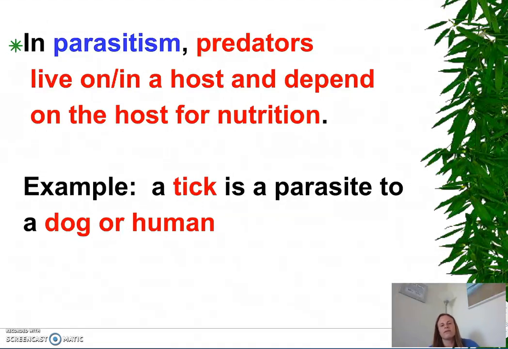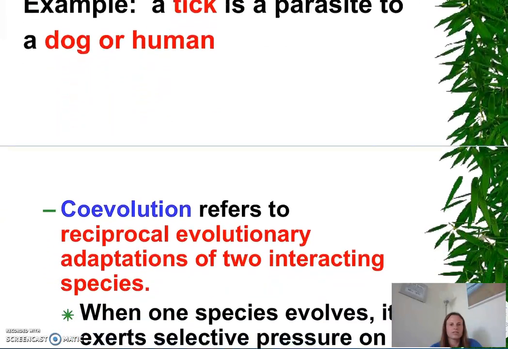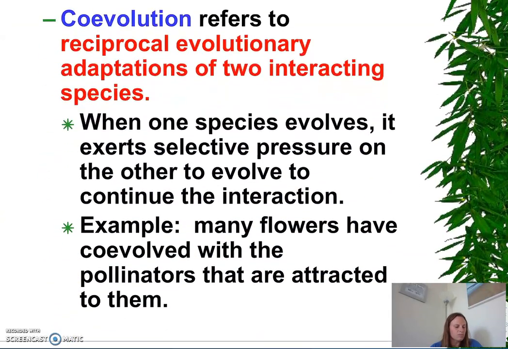Now, let me ask you this. If a tick changes, does that dog also have to change? And the answer is yes. A tick can change and adapt to its surroundings because there is a predator-prey relationship. That dog will also change in response to that tick, and it's known as coevolution. It's when evolutionary adaptations are reciprocal because you've got two interacting species. In other words, when one species evolves, it exerts a selective pressure on the other species to evolve in order to continue the interaction.